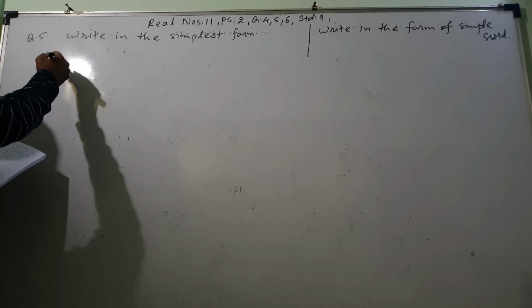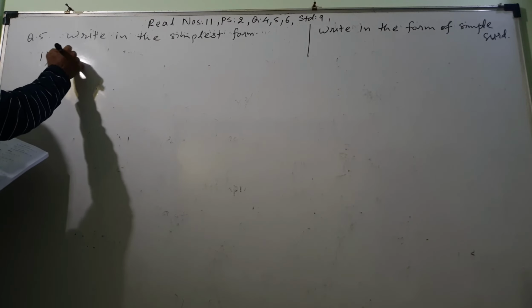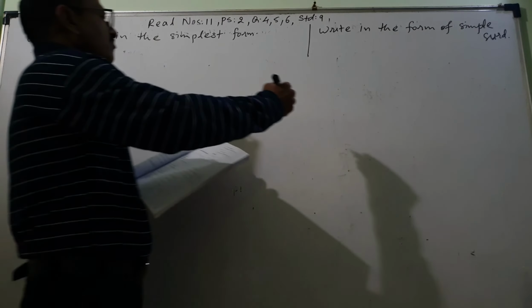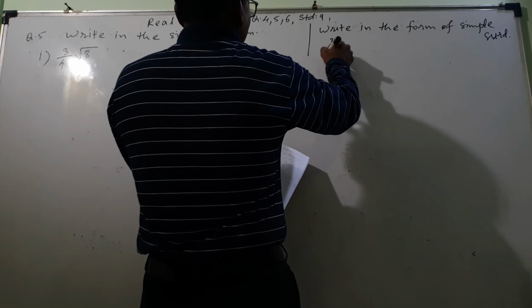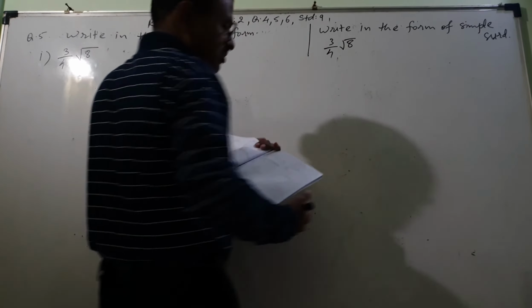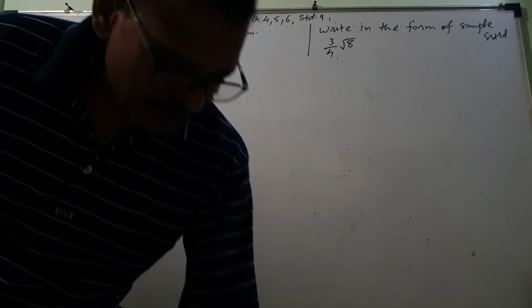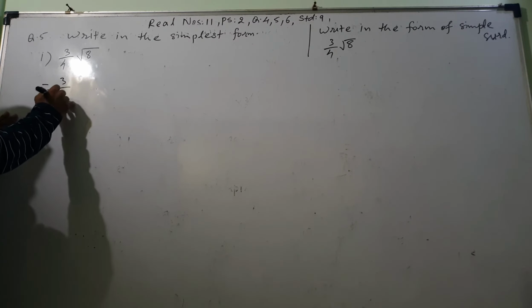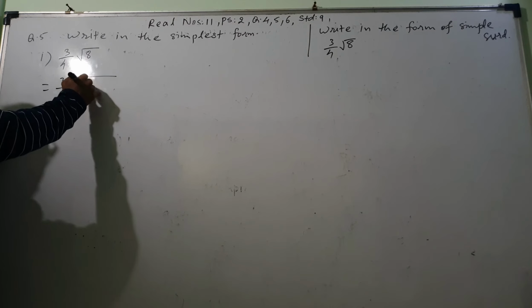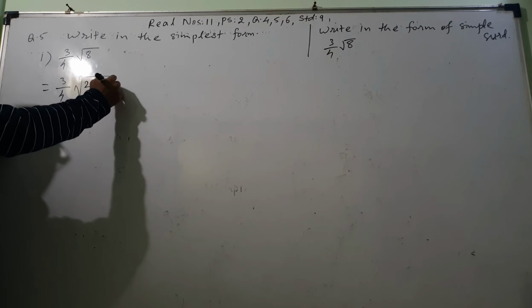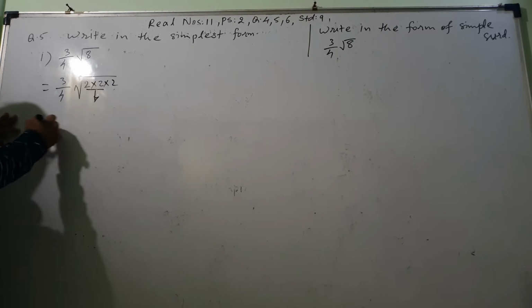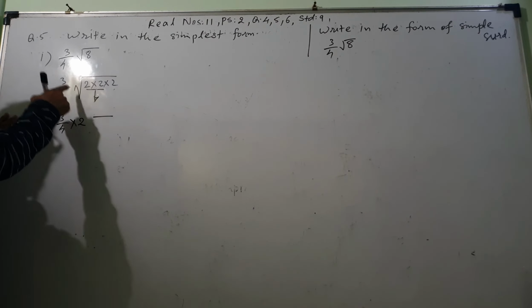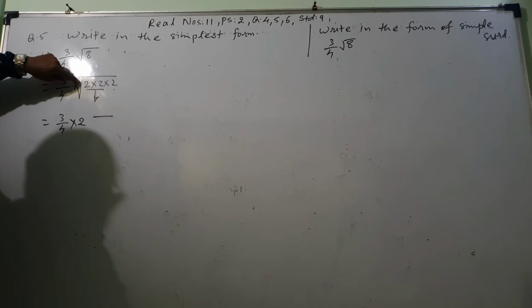First one I will teach, that is 3 upon 4 under root 8. Here also I will write the same thing, 3 upon 4 under root 8. Both the things we will solve in the simple surd form and in the simplest form. That is equal to 3 upon 4. This I will factorize, 2 into 2 into 2. Make the group of 2 and take 1 out. 3 upon 4 into this 2 I will take out because here it is 2. It is not written but it is 2.